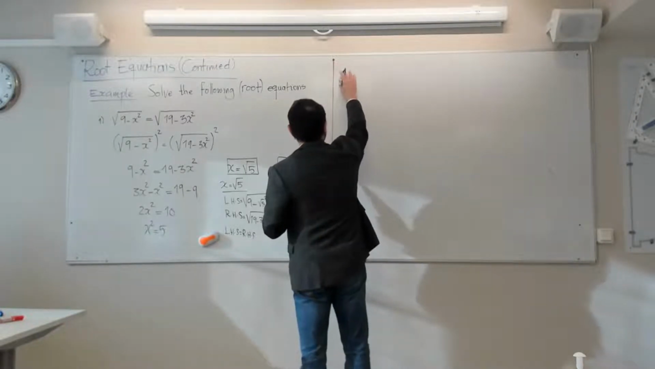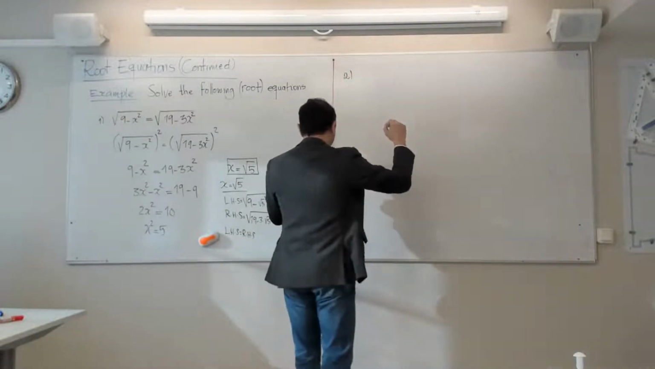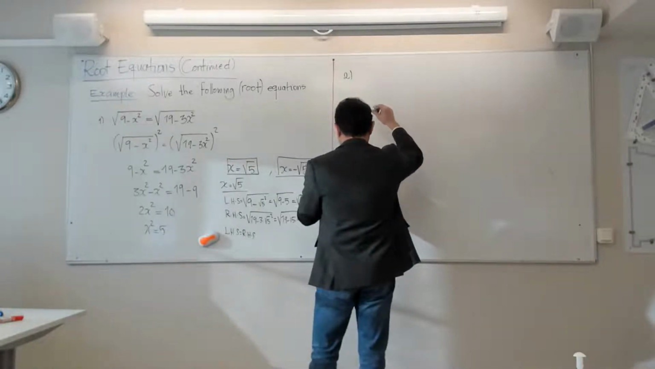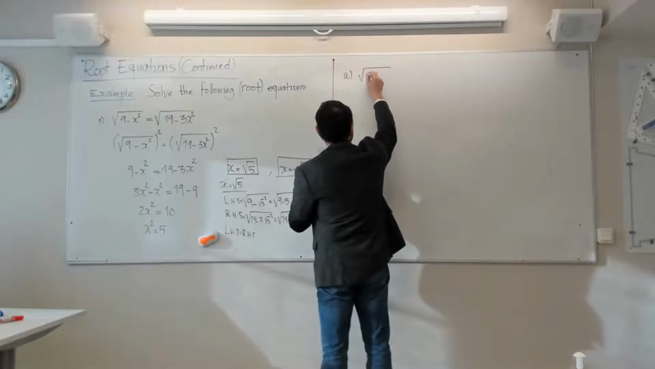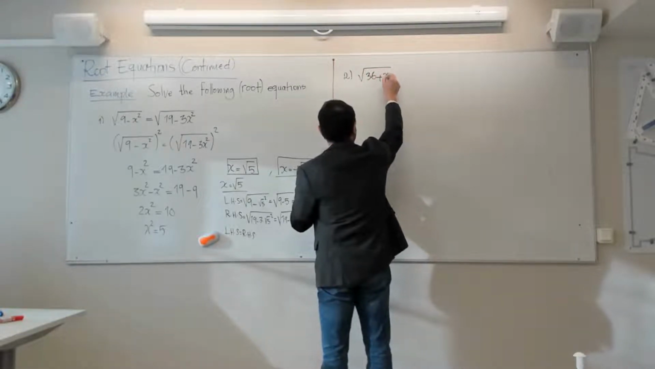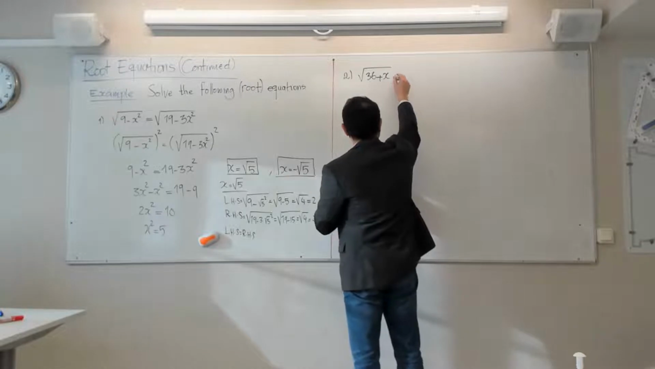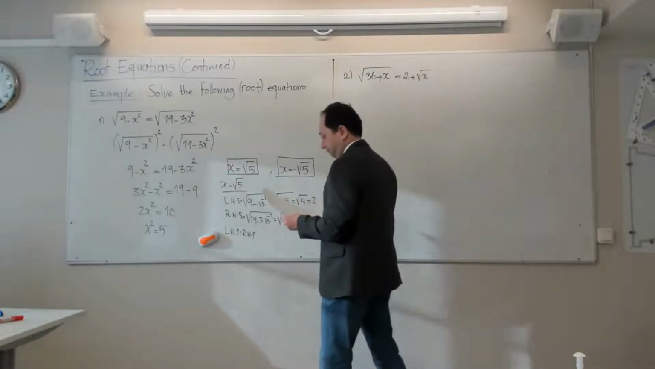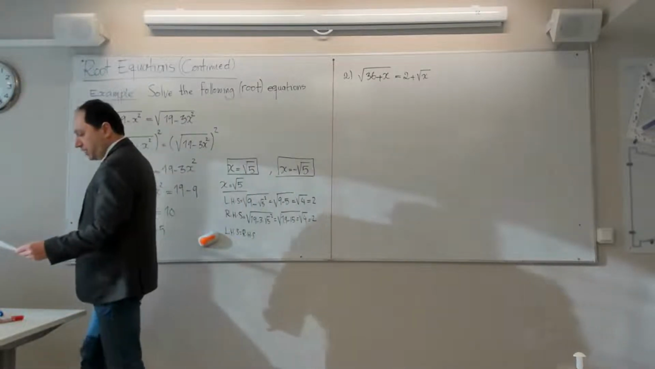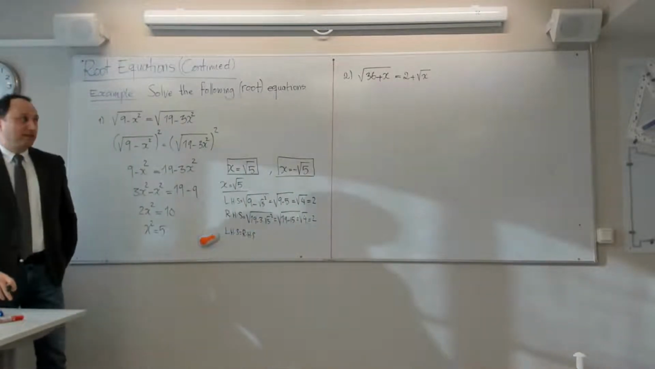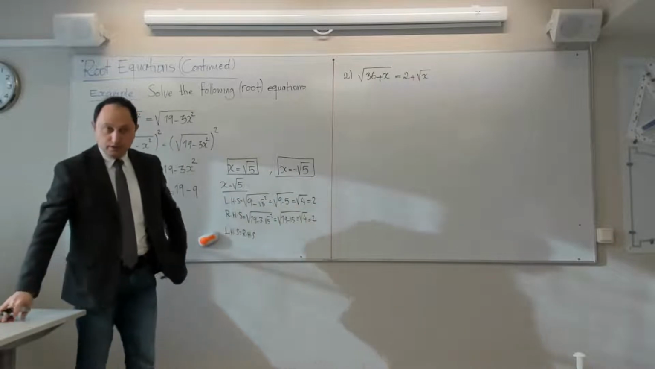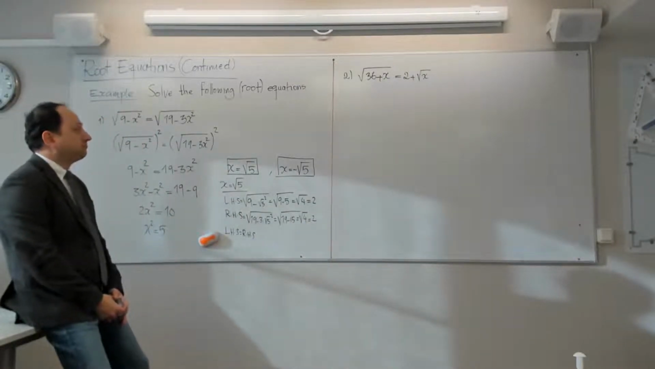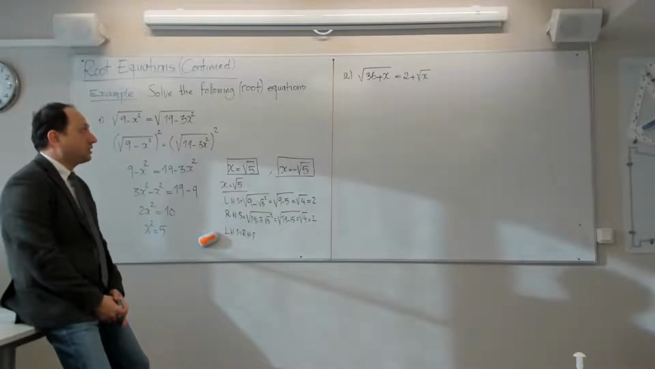Number 2, hopefully we will not run into difficulty like the previous. So square root of 36 plus x is equal to 2 plus square root of x. This I will call a high-level problem at the level of your book, for example. Yes? Why is this the case? Do you have any suggestions? How can I solve this problem?